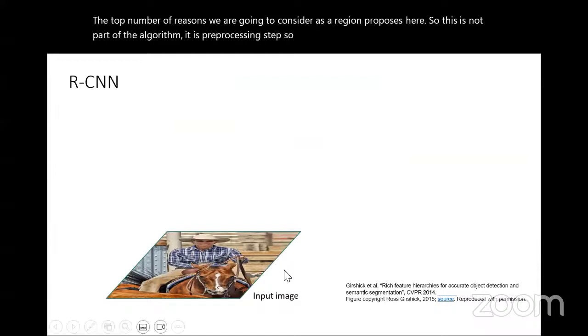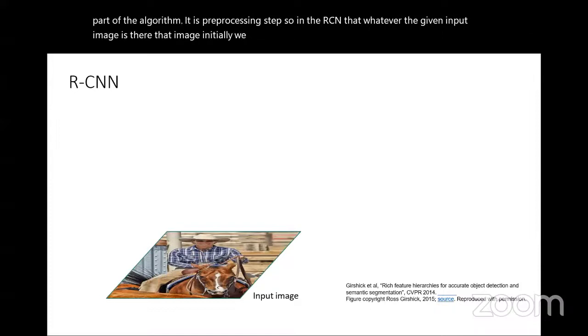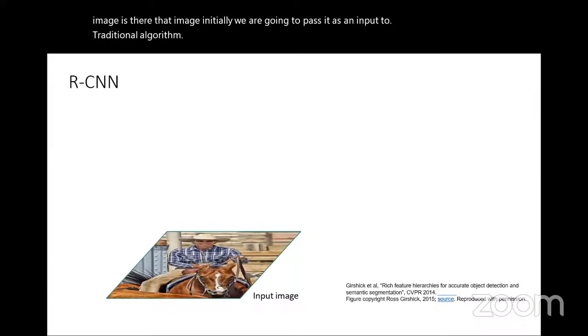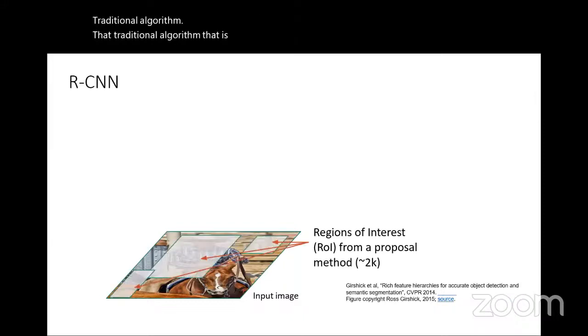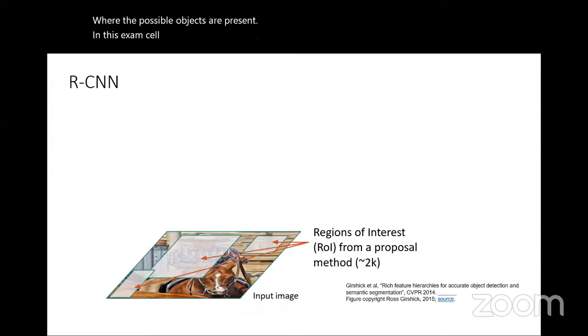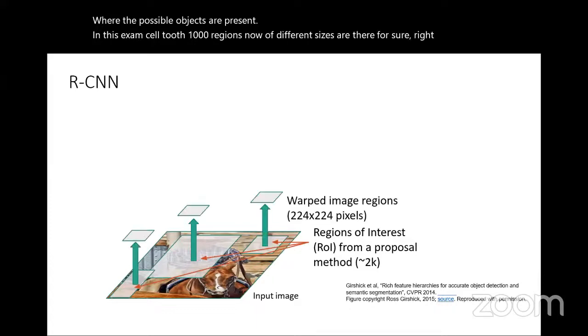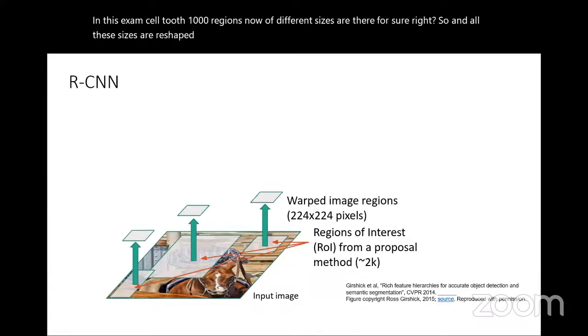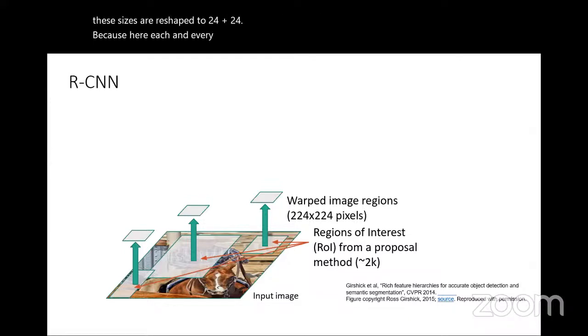So in the RCNN, the given input image is initially passed as an input to a traditional algorithm called selective search, which searches the regions where possible objects are present. In this example, 2000 regions. Now they are of different sizes for sure, right? So all these are reshaped to 224 x 224, because each and every region we are going to consider as an individual input.